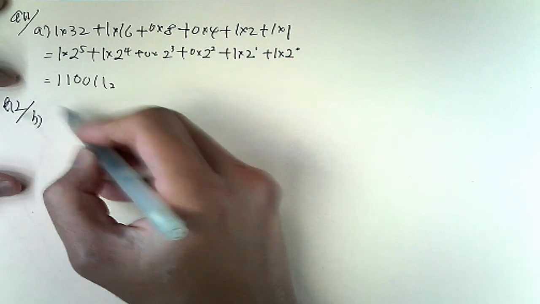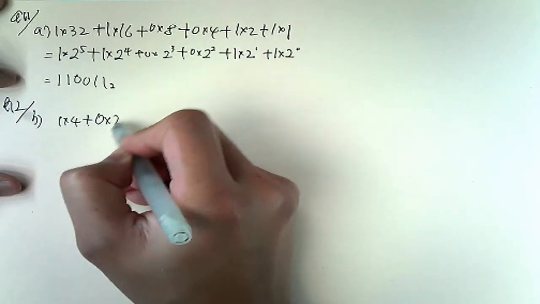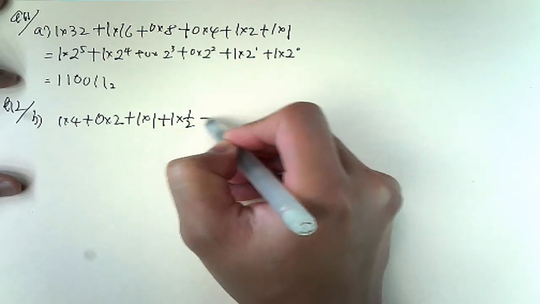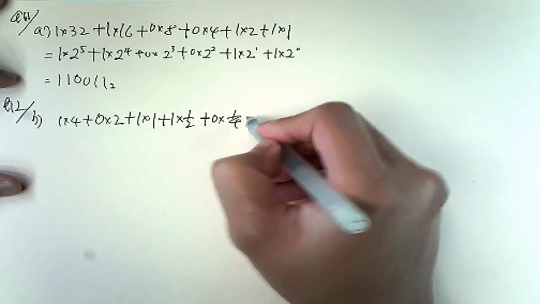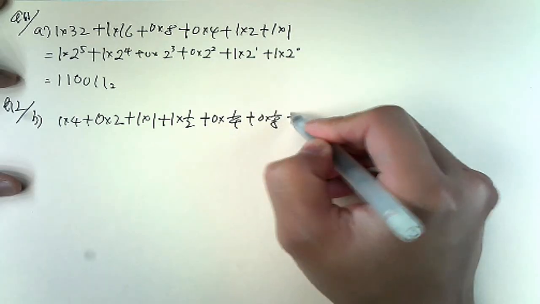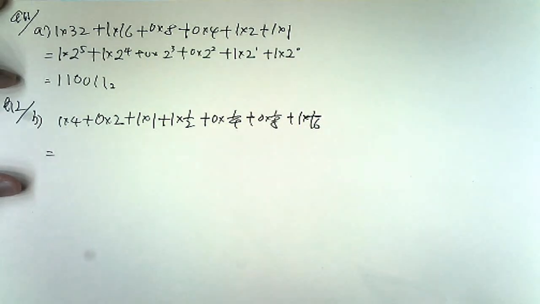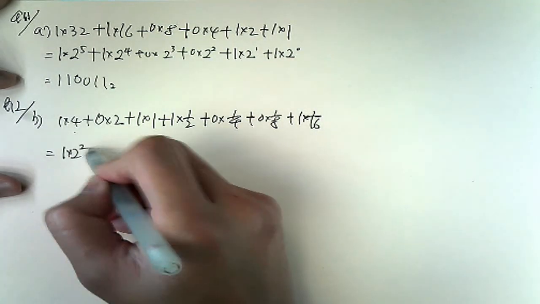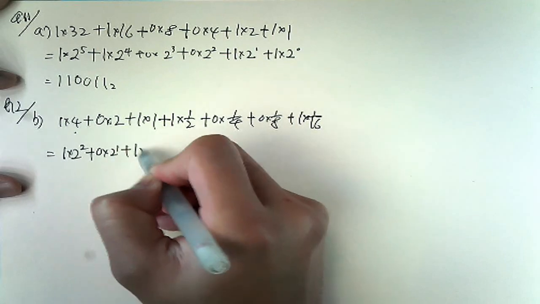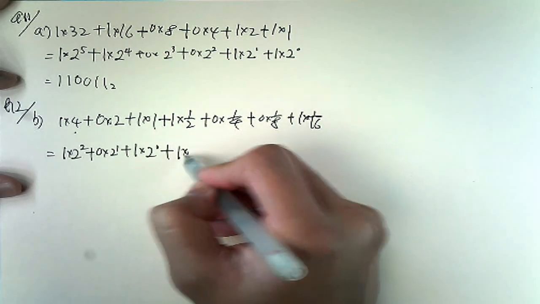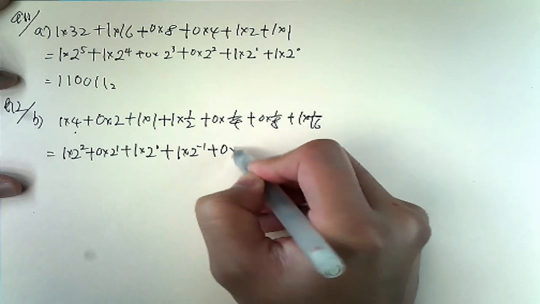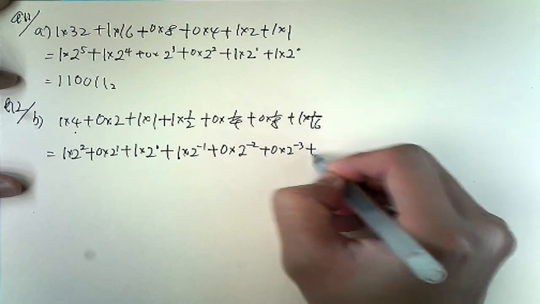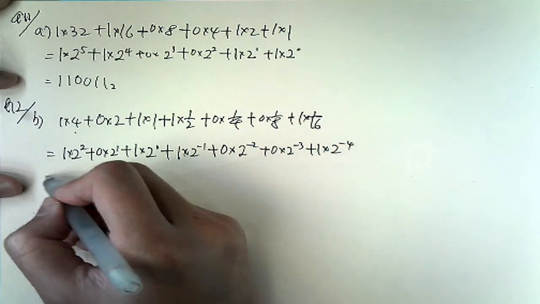Go to B. 1 times 4 plus 0 times 2 plus 1 times 1 plus 1 times 1 over 2 plus 0 times 1 over 4 plus, so very wrong, I don't read it. Okay, so make this number to be 2 to the power something. This is 2 to the power 2, right? 2 to the power 1. This is 2 to the power 0. And then this is 2 to the power minus 1, understand? This is 0 times 2 to the power minus 2, and then 0 times 2 to the power minus 3 plus 1 times 2 to the power minus 4, okay.